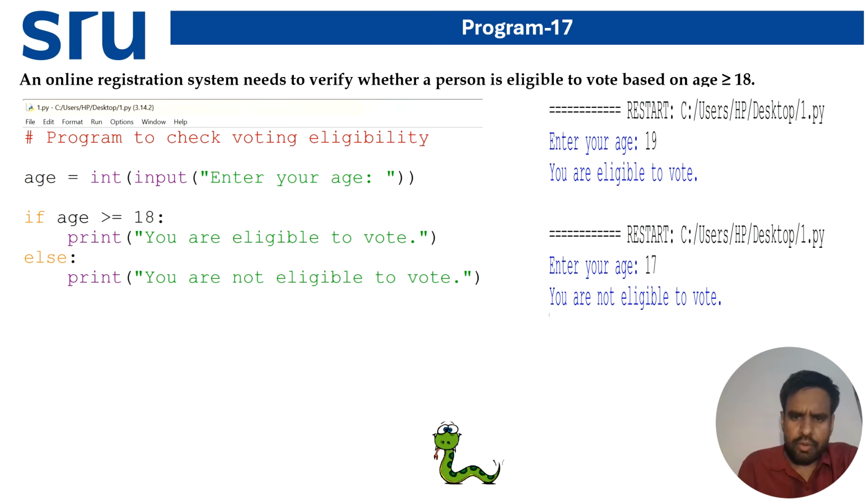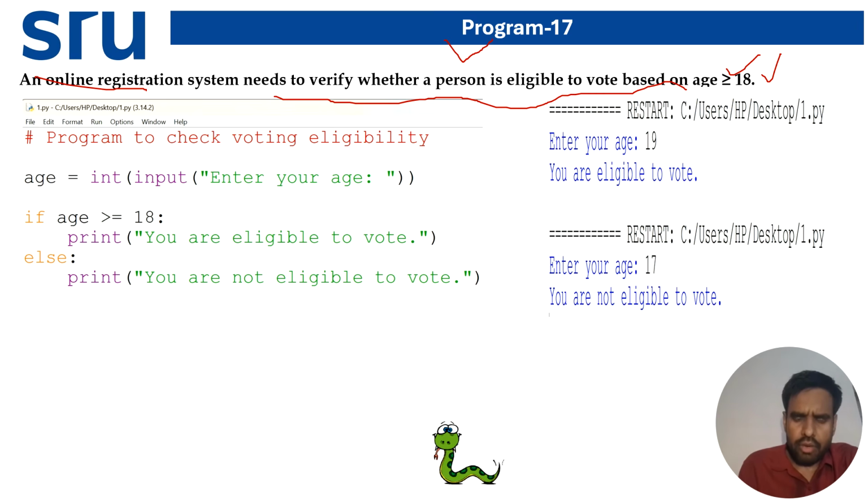Now coming to the next program, program number 17. What is program 17? An online registration system needs to verify whether a person is eligible to vote based on the age being greater than or equal to 18. If the person's age is greater than or equal to 18, then he is eligible to vote.